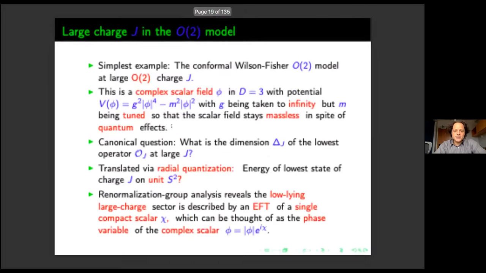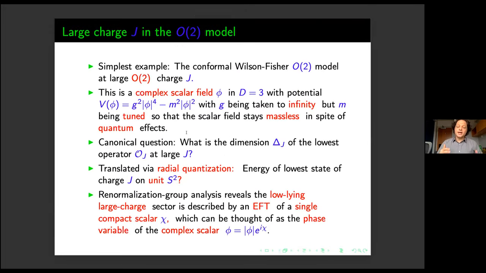So the canonical question about large charge would be something like, what's the dimension Δ_J of the lowest operator of charge J with J large? What's the asymptotic expansion for that operator dimension? So you can immediately translate by a radial quantization and ask what's the energy of the lowest state of charge J on a unit two-sphere. A renormalization group analysis reveals that the low-lying large charge sector is described by an effective theory of a single compact scalar χ, which can be thought of as the phase variable of the complex scalar.